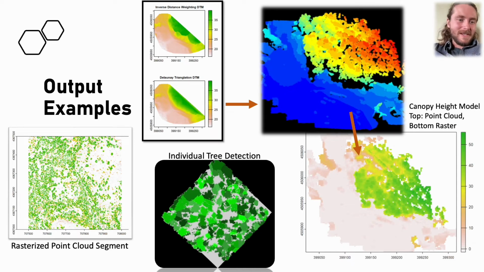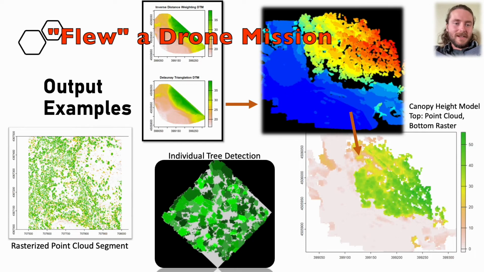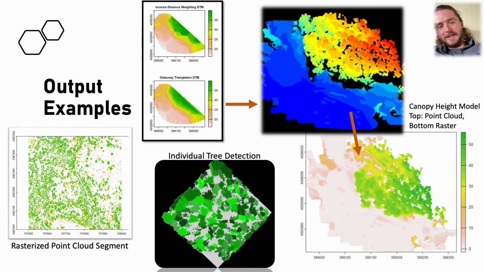And I'm just going to talk about some examples of outputs you could end up with. Here in the top middle, we flew a redwood stand. This was my friend Orrin Nardi up at College of the Redwoods, who flew a redwood stand just off campus. And then we used Delaunay triangulation and a cloth simulation filter, I know, buzzwords, to create a DTM, a digital terrain model, which we then subtracted from the original point cloud to create a canopy height model, and then rasterized that to create the traditional rasterized canopy height model you see in the bottom right corner there.